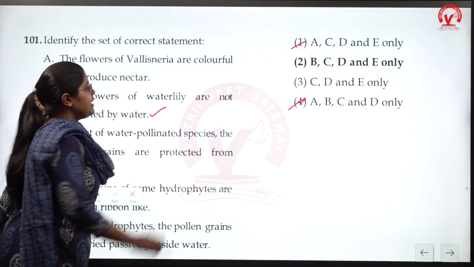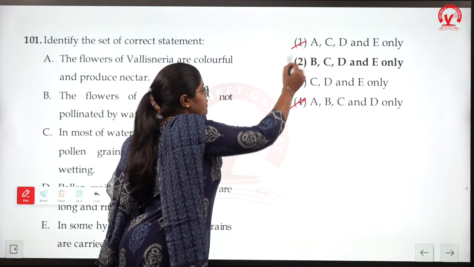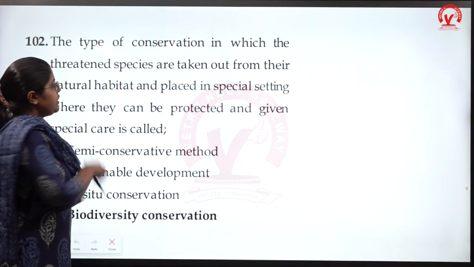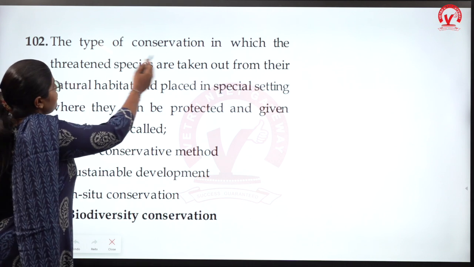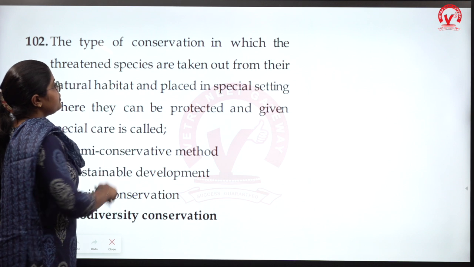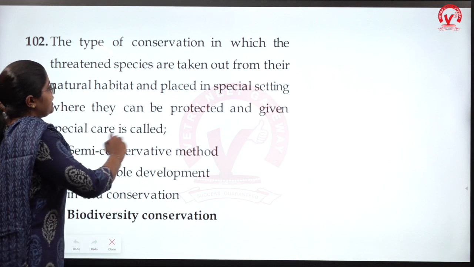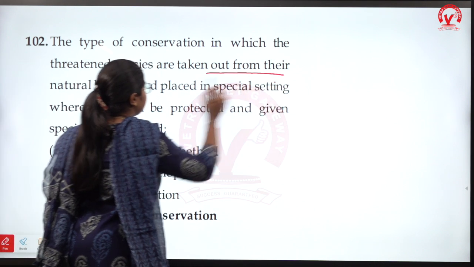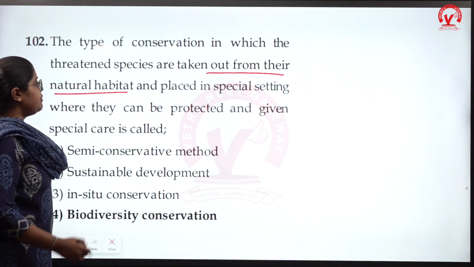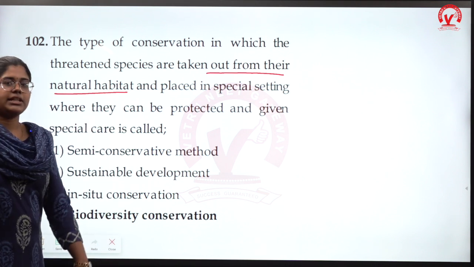This is a correct statement. So second option will be the correct option. So next question, இது வந்து ஒரு டைரக்டான question. The type of conservation in which the threatened species are taken out of their natural habitat. So natural habitatல இருந்து வெளியே எடுத்து threatened species வந்து protect பண்ணாங்க அப்படின்னா என்ன type of conservation கேட்டிருக்காங்க.